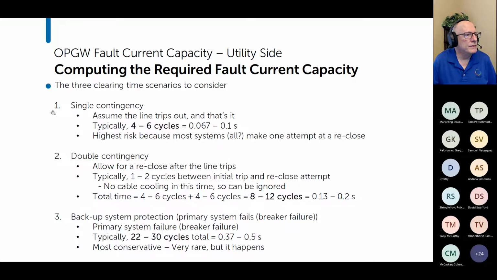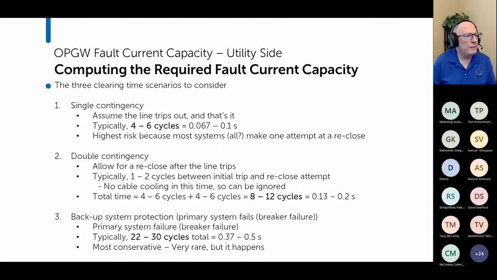First up, a single contingency. Let's assume the line trips out and that's it. That's typically going to take 4 to 6 cycles. You can convert that to seconds. And I will note here that I'm doing all of these conversions using the US frequency, which is 60 Hertz. For those of the international audience, it could be 50 Hertz. You would just adjust accordingly. The basic concept still applies. This contingency is the highest risk because most systems, and in fact every single one that I've ever looked at, make at least one attempt at a reclose.